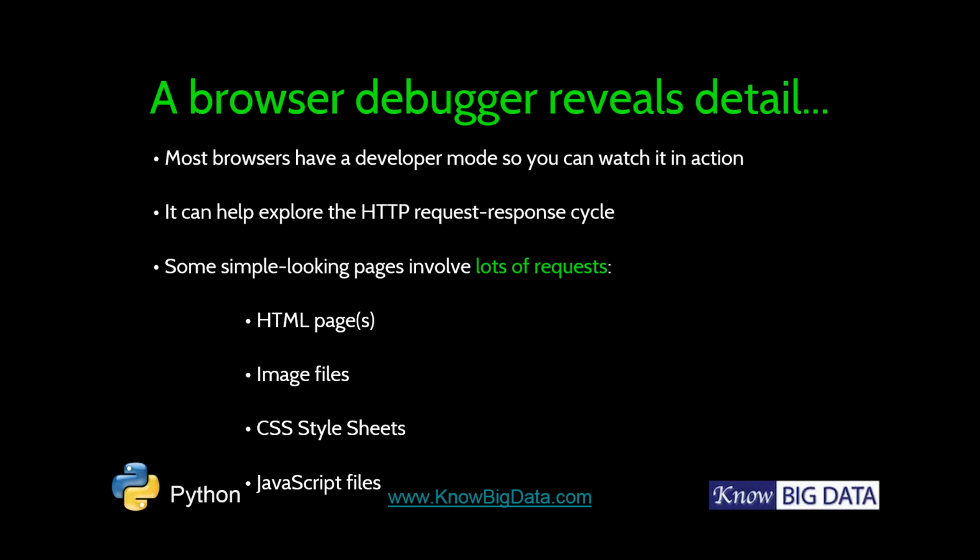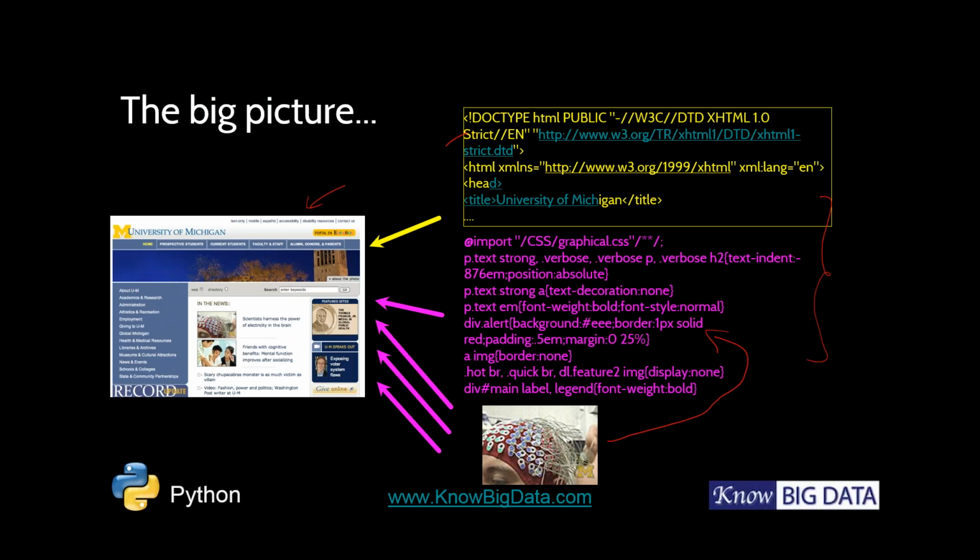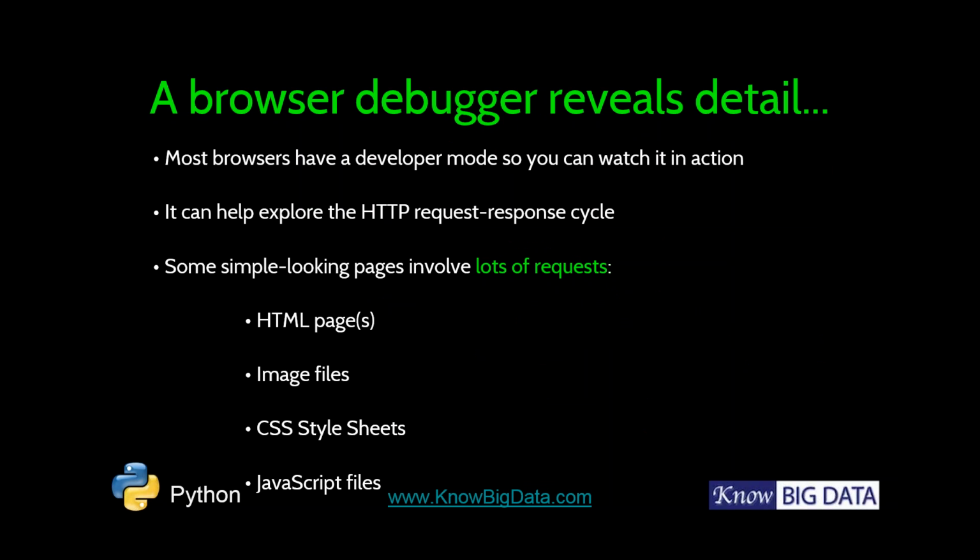So the browser debugger reveals details. Most browsers have a developer mode so you can watch it in action. It can help explore the HTTP request-response cycle. You can use your browser. In fact, the Chrome browser has a very nice debugger where you can look at the page pieces, the source of an image or a link, or the functionality of the page. So the browser is a good debugger nowadays.